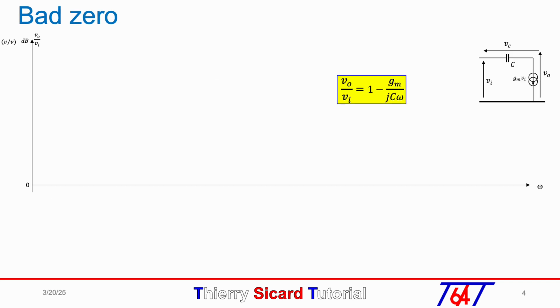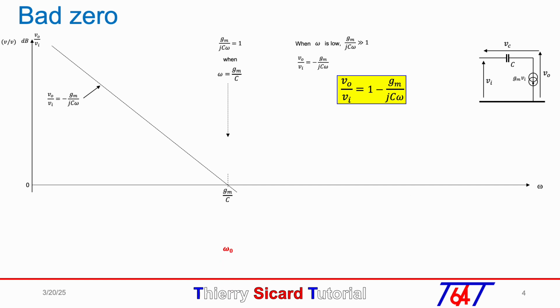The gain of the common source amplifier with infinite load resistance is shown in the yellow box. When omega is small, gm over Cω is greater than 1, therefore the gain can be written as minus gm over Cω, and we can plot the low frequency gain asymptote. This asymptote cuts the horizontal asymptote representing the gain 1, or 0 dB, when ω0 equals gm over C.